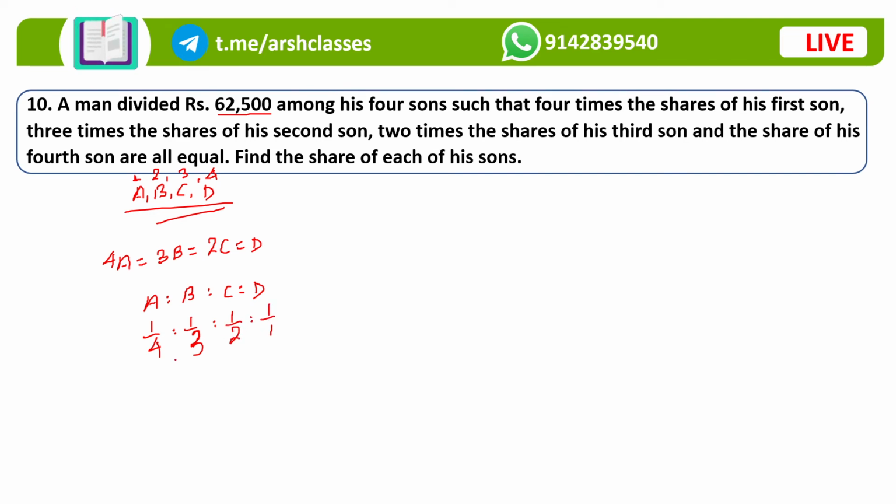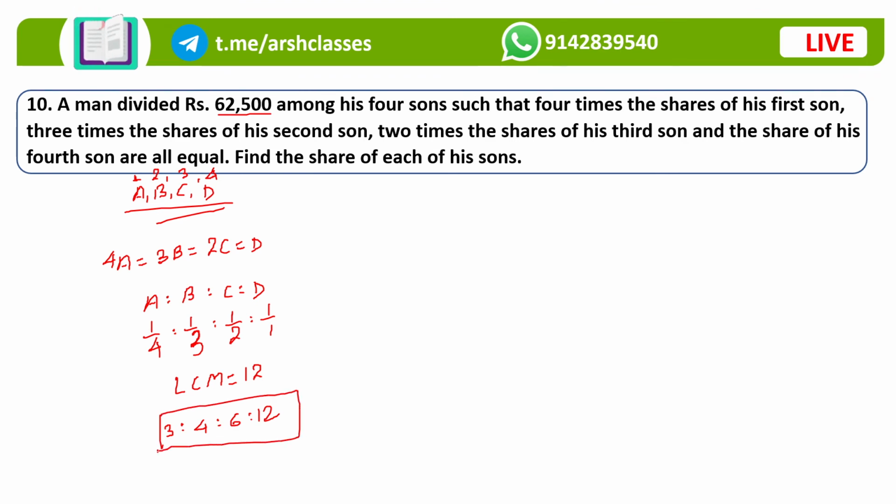Next, take the LCM of 4, 3, 2 and 1. And that will be how much, guys? Now I'm going to take the LCM of 4, 3, 2, 1, and that will be 12. Next, multiply all these fractions with 12 and you get the integer ratio. So this becomes 3, this becomes 4, this becomes 6, and this becomes 12. So this becomes the ratio.